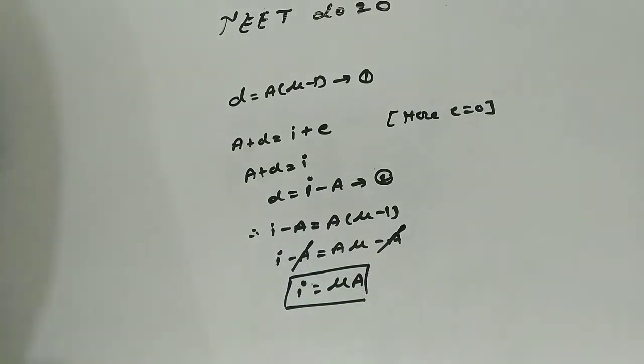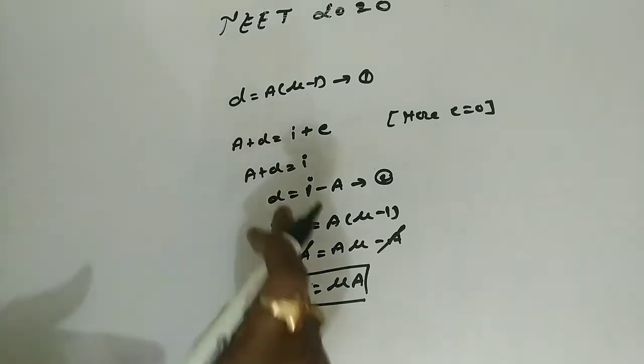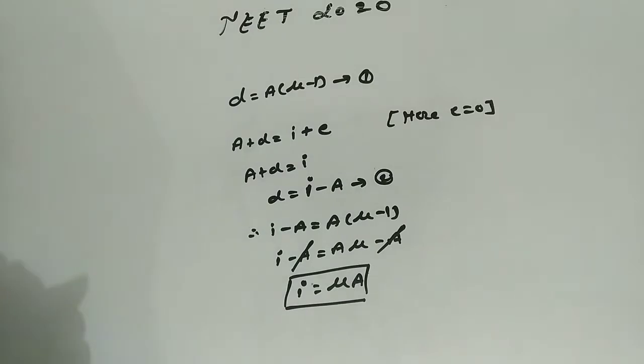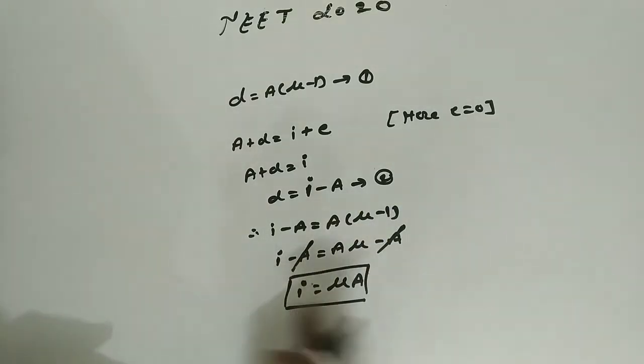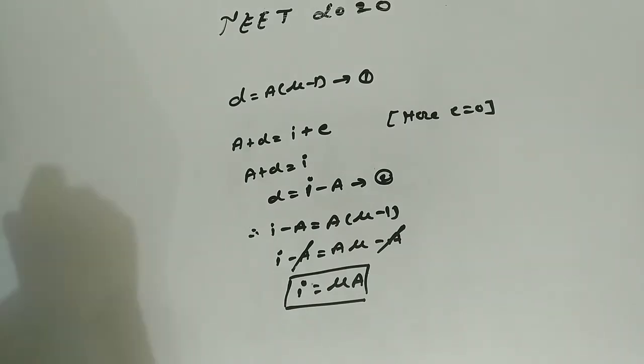Look once more carefully. Now this is my deviation equation. D equals A into bracket mu minus 1. When the light enters the prism, we have the equation A plus D equals I plus E, angle of emergence. Here the ray is emerging normally, that is, the angle of emergence is 0. A plus D equals I. Then I make the equation D equals I minus A. I compare equation 1 and 2. I minus A equals A into bracket mu minus 1. I solve the bracket. I minus A equals A mu minus A, the same terms get cancelled. So I equals mu into A. Your answer is the second option, right?